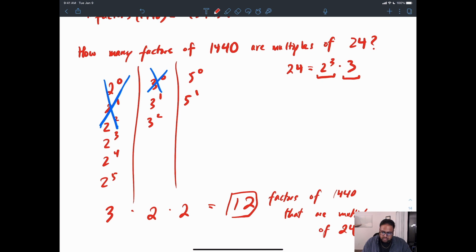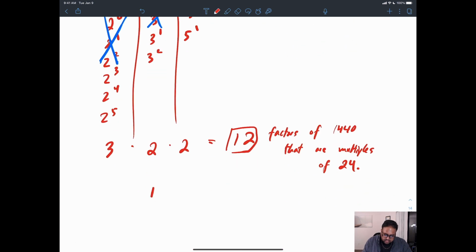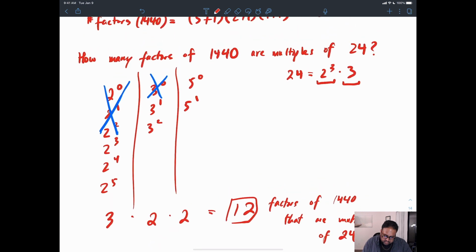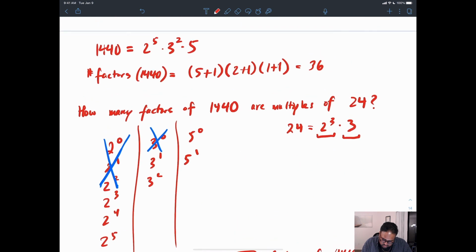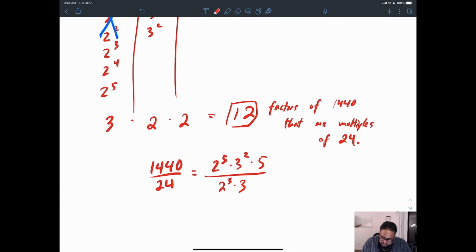Another way that you could actually think about this problem is divide 1440 by 24. So in this case, 1440, we said is 2 to the 5 times 3 squared times 5. 24 is 2 cubed times 3. Just make sure that's right. Yeah. You can perform this division, and so now I'm left with 2 squared times 3 times 5.